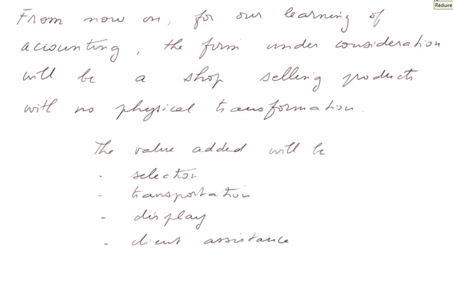From now on, for our learning of accounting, the firm under consideration will be a shop selling products with no physical transformation. The value added by the shop will be selecting the products, transporting them, warehousing them perhaps, displaying them nicely in the shop, assisting the clients, etc. But there will be no physical transformation. At the end of this accounting course, we shall study the slight changes to be made in order to account for a manufacturing process.